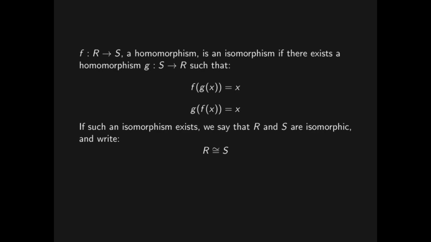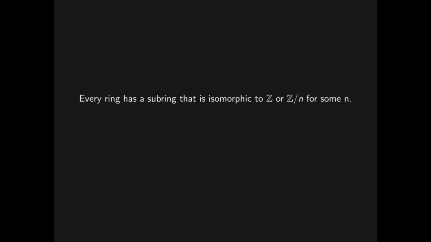Now finally we will state an important theorem of rings which we will not prove. Every ring has a subring that is isomorphic to either the integers or the integers mod n for some n.